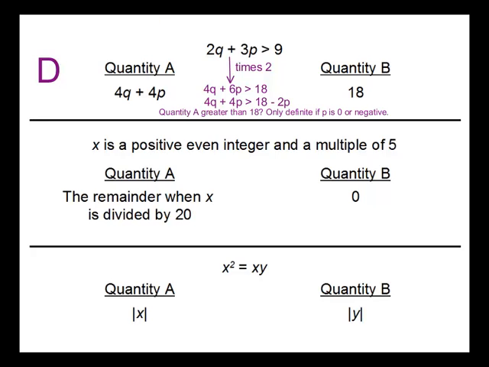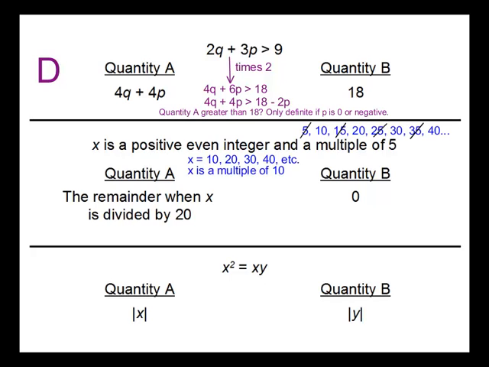Let's turn our attention to the second question. P is a positive integer and a multiple of 5. Or sorry, x in this case. X is a positive even integer and a multiple of 5. So that's 3 constraints in one. It's positive, it's even, and it's a multiple of 5.